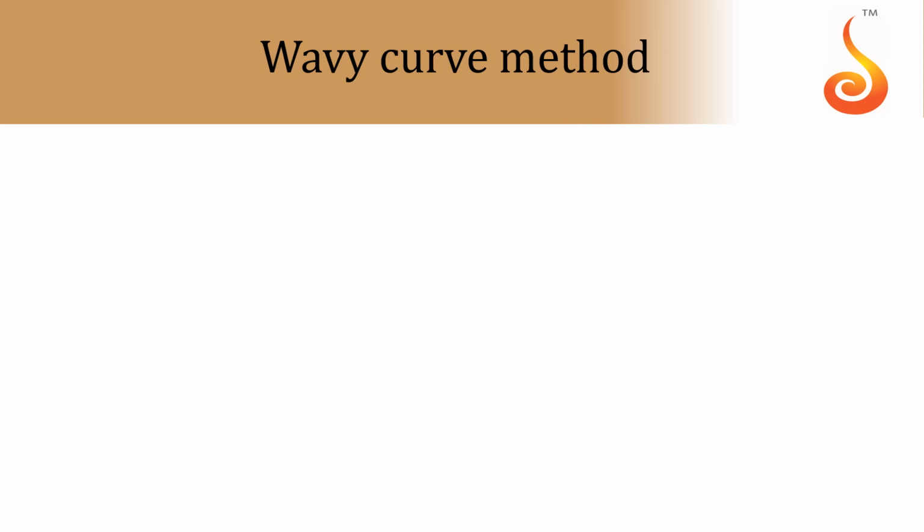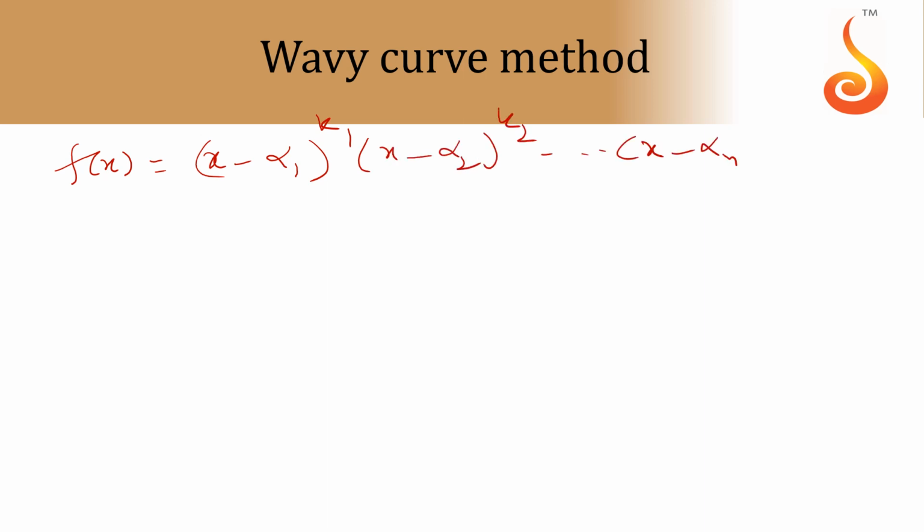Let us see the Wavy curve method, which is very, very important. Let us take f of x is equal to x minus alpha 1 whole to the power of k1, x minus alpha 2 whole to the power of k2, so on, x minus alpha n whole to the power of kn, where alpha 1 less than alpha 2 so on less than alpha n, and k1, k2 so on kn are integers.